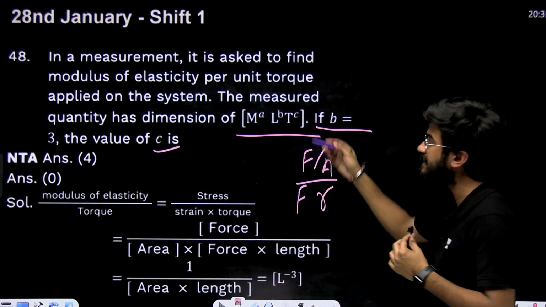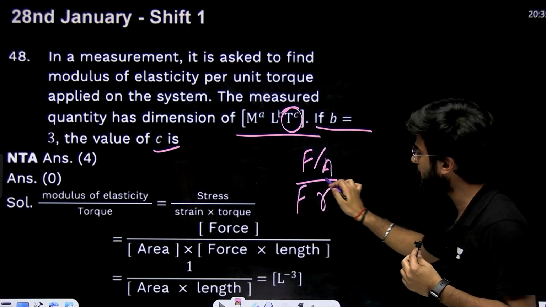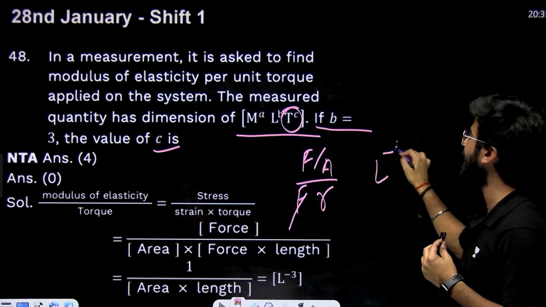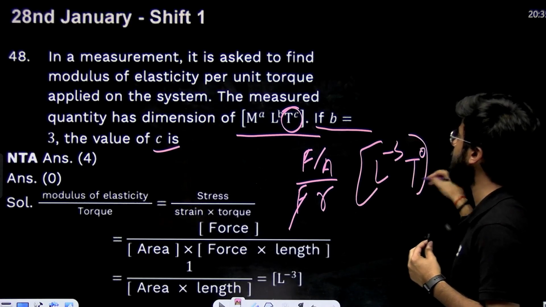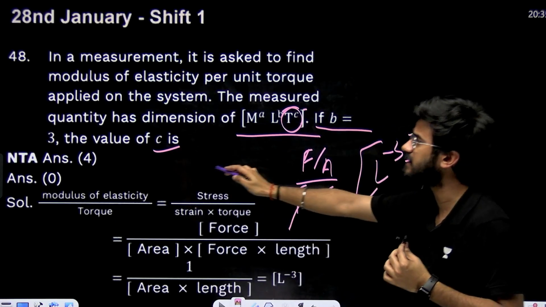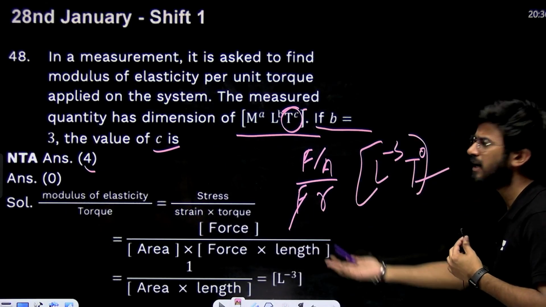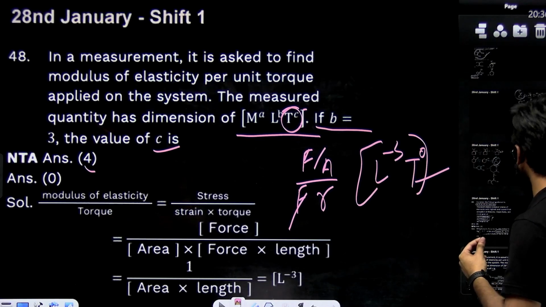What is C? C is the power of time. So simply force got cancelled. It will be simply L to the power minus 3, and it has time to the power 0, meaning simply time has a 0 power here. So T has 0, but NTA is saying that it has 4. So the value of C is 4, but it is obviously not correct. So it is a controversial question.